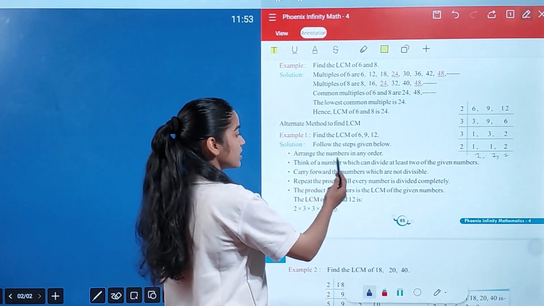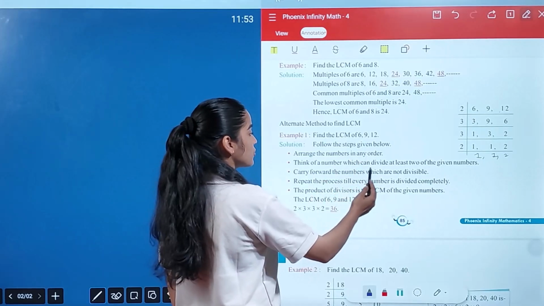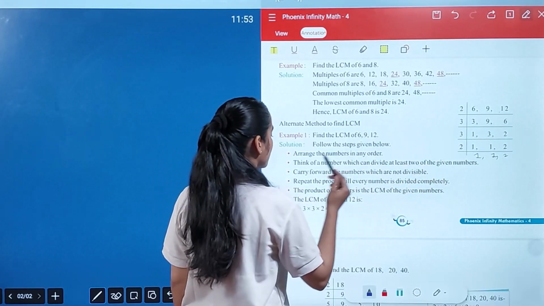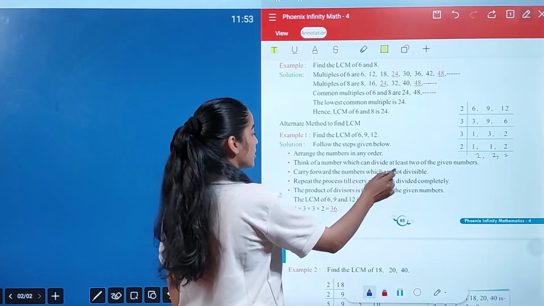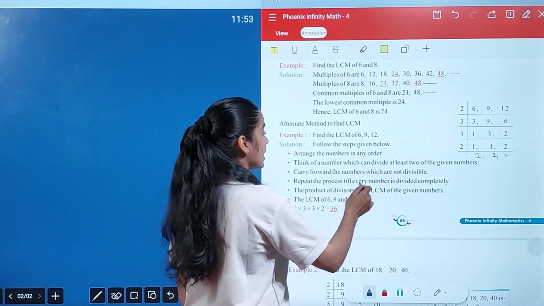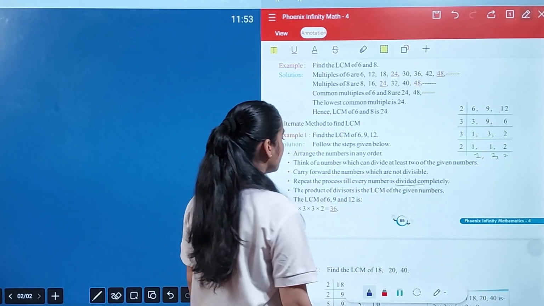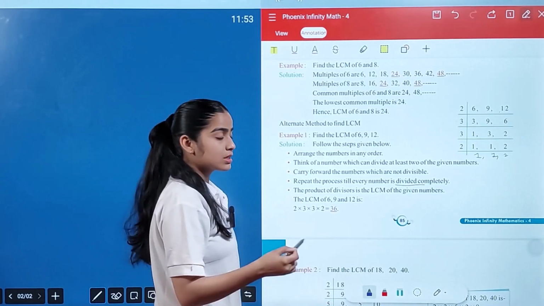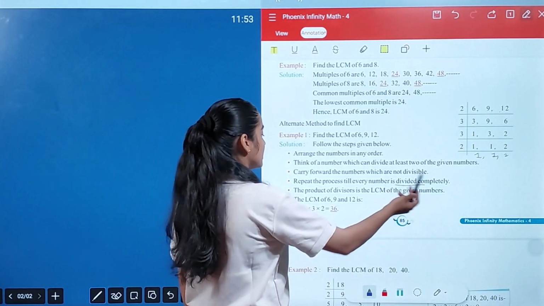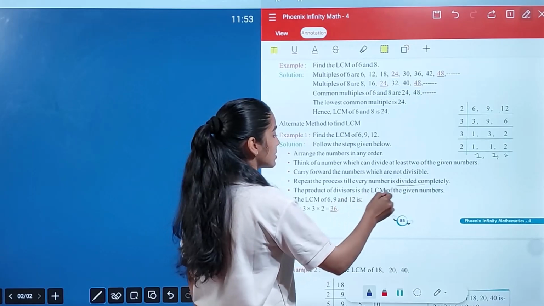So first arrange the numbers in any order. Think of a number which can divide at least 2 of the given numbers. Carry forward the numbers which are not divisible. Repeat the process till every number is divided completely. The product of the divisors is the LCM of the given numbers.